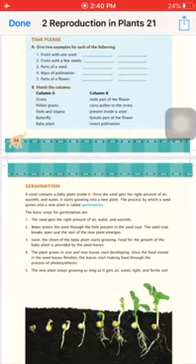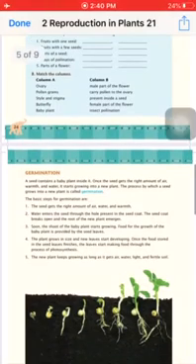B. Match the columns. Column A, ovary. So here the ovary is the female part of the flower. Next is pollen grains. Pollen grains are the male part of the flower. Style and stigma carry pollen to the ovary, butterfly, insect pollination, baby plant present inside a seed.